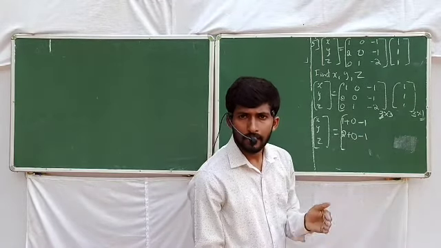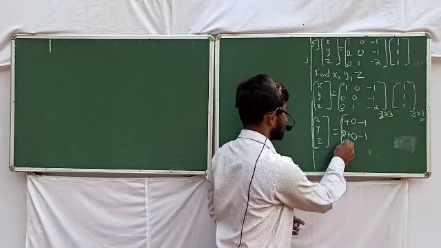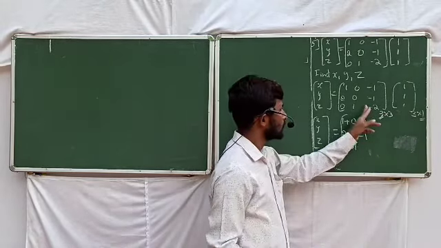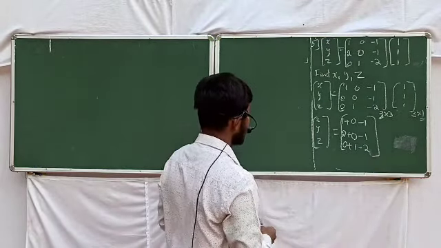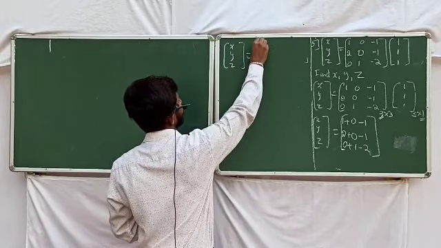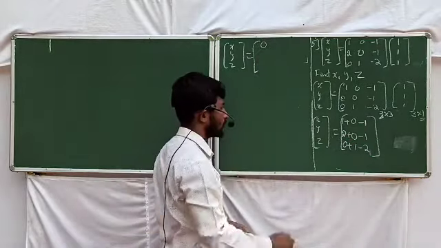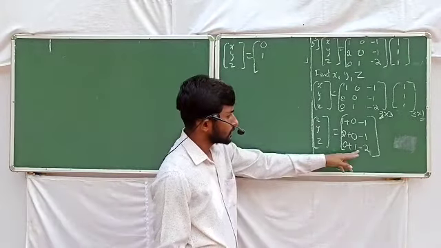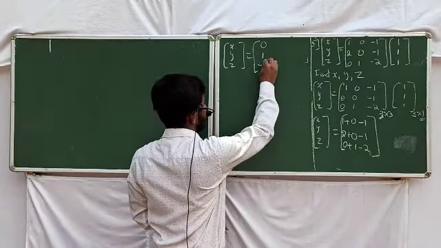Next, row 3 multiplying column 1. 0 into 1, its value is equal to 0. 1 into 1, its value is equal to plus 1. Minus 2 into 1, its value is equal to minus 2. Now see, matrix x comma y comma z is equal to 1 minus 1 is equal to 0. 2 minus 1, its value is equal to 1. See, minus 2 plus 1, answer is minus 1.